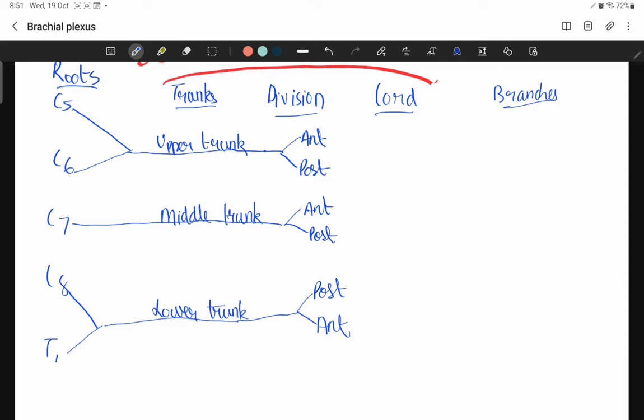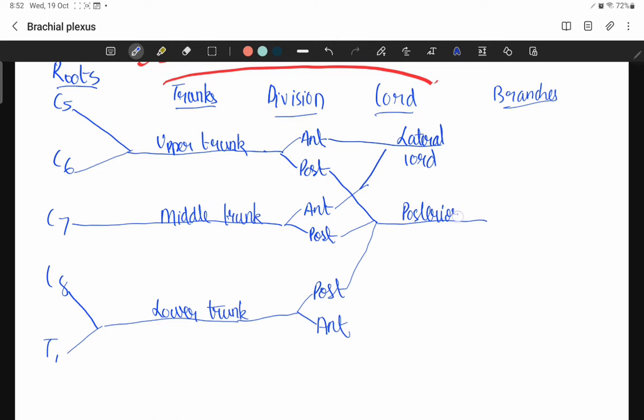Now let's talk about the cords. The anterior divisions of the middle and upper trunk together form the lateral cord. The posterior divisions of all the three trunks together form the posterior cord. It's easy to remember because posterior division, posterior cord. Now the anterior division from the lower trunk forms the medial cord.